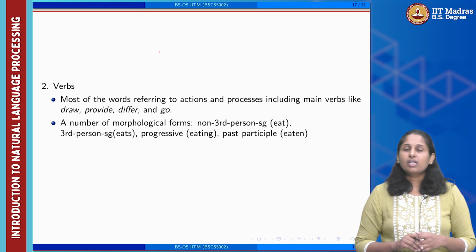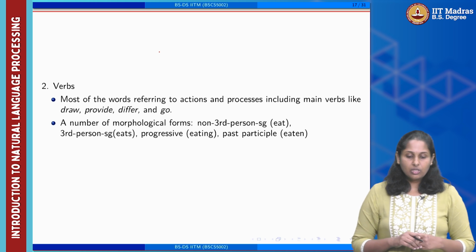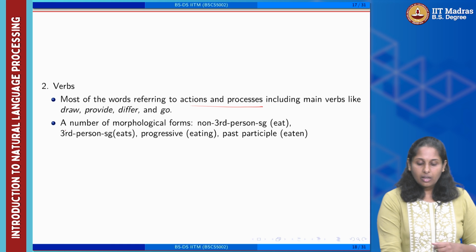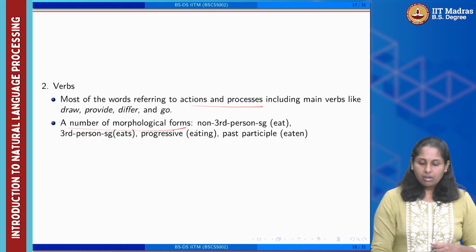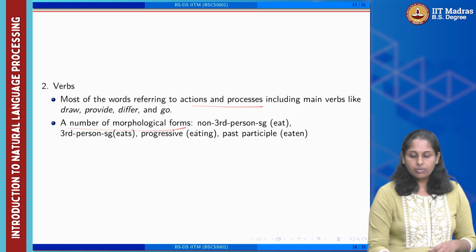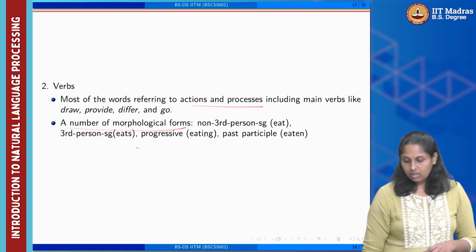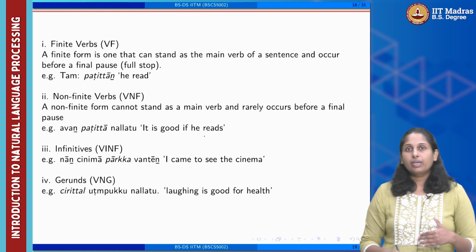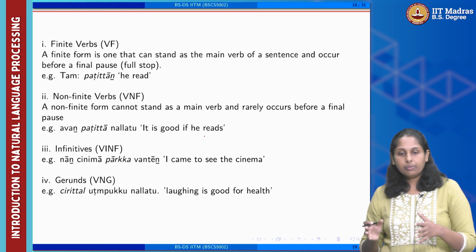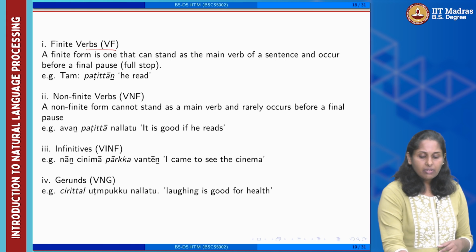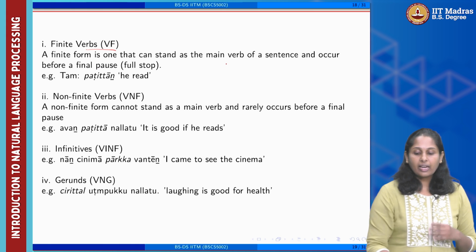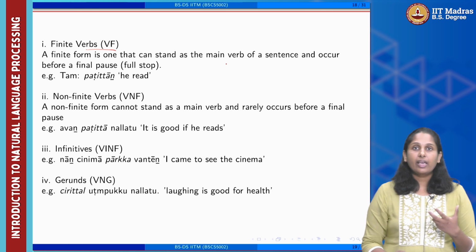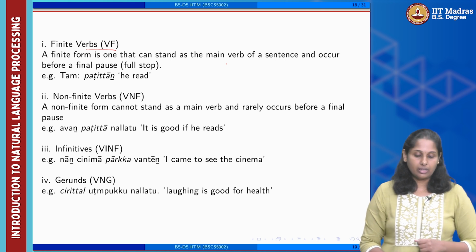Now, verbs are another major category in languages, which refer to actions and processes. Some of the morphological forms that we can derive from verbs are eat, eats, eating, and the past participle form. So, they again branch into multiple categories. One is finite verbs, which are the main verbs that occur before a final pass and complete the meaning of a sentence.